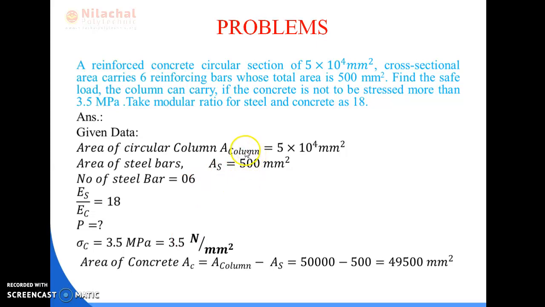Earlier we found the area of column and area of steel. So we can easily find out the area of concrete. Now area of concrete is equal to area of column minus area of steel. So that is 50,000 minus 500, which is equal to 49,500 mm square.